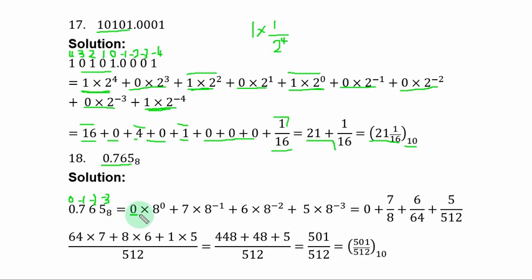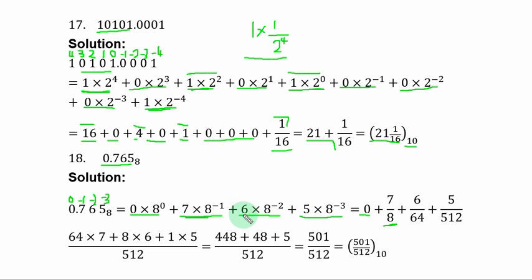So you have 0 times 8 power 0 plus, on the right side of the point, 7 times 8 power of minus 1 plus 6 times 8 power of minus 2 plus 5 times 8 power of minus 3. The first term is 0. So like I explained here, you express this as 7 times 1 over 8, and that is 7 over 8.